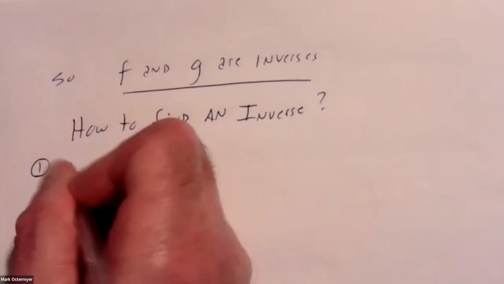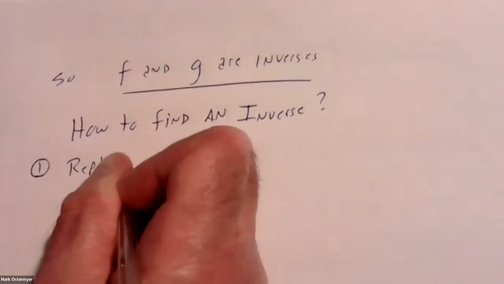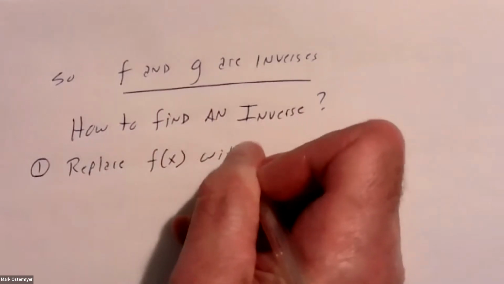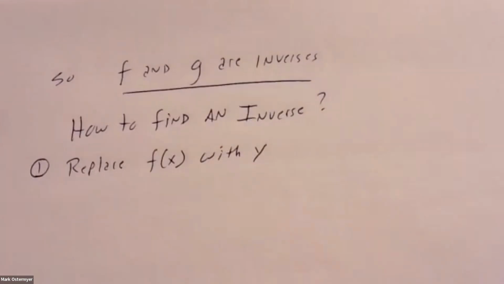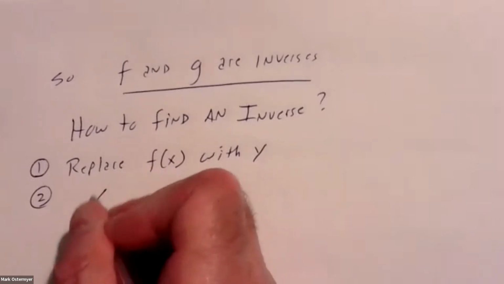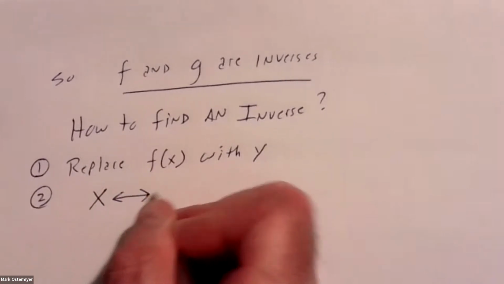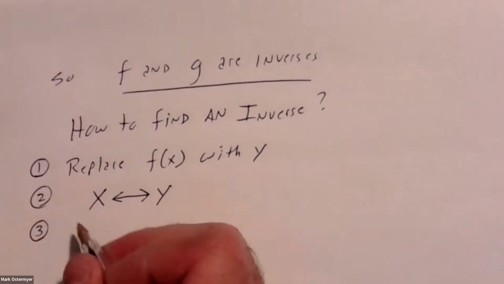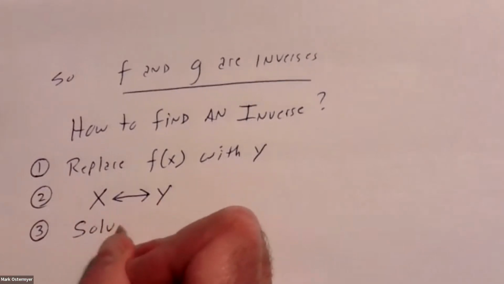Step number one, you always want to replace functional notation with y. The reason is that y just looks nicer, it's simpler looking than f of x. Number two, then we need to interchange x and y. X is replaced with y, y is replaced with x. We have to interchange the roles of these variables. Once we do that, then we have to solve for y.